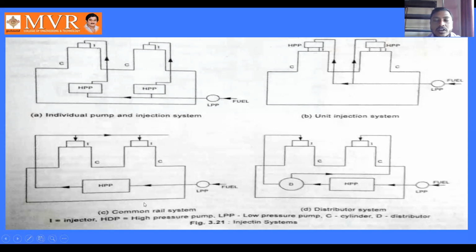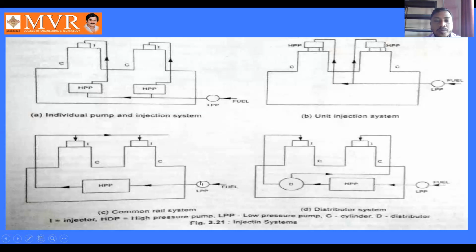And coming to the third one, the common rail system. Here we can observe how the common rail system works. The fuel, same as in the individual pump and unit injection systems, is sent into the low pressure pump, and from the low pressure pump into the high pressure pump. Comparing with the individual pump and unit injection systems, where we have two high pressure pumps, in the common rail system we have only a single high pressure pump.